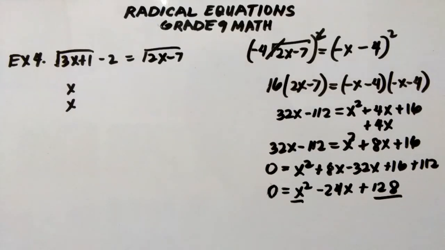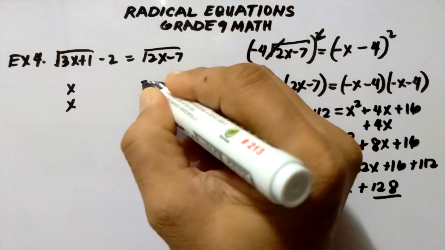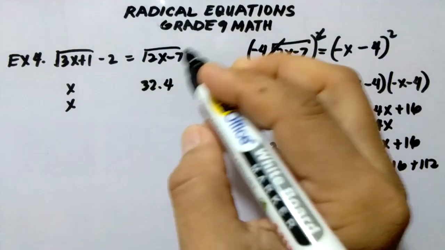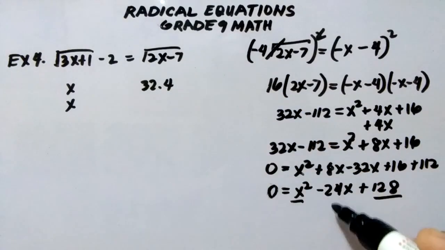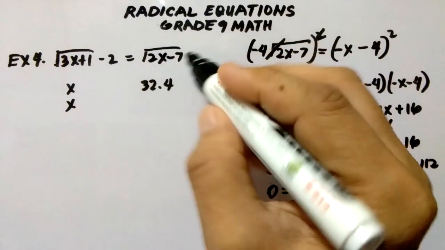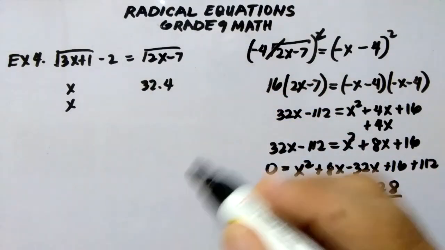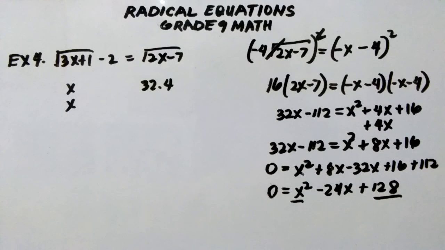So, 128 divided by 4. Tignan natin kung pwede. Okay, so meron po tayong 32 at saka 4. Ito po ang factors. So malayo po ito dito sa negative na 24 na hahanapin natin kung isusubtract po natin ito. So malayo pa rin po. So maghahanap po tayo ng ibang factors na pwede pa pong i-divide dito sa 128.